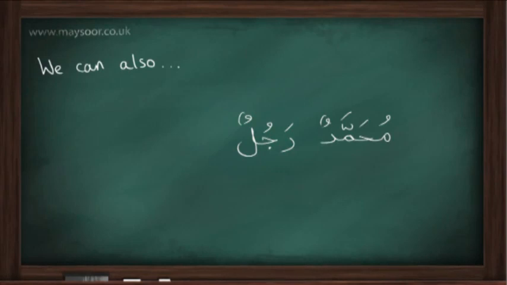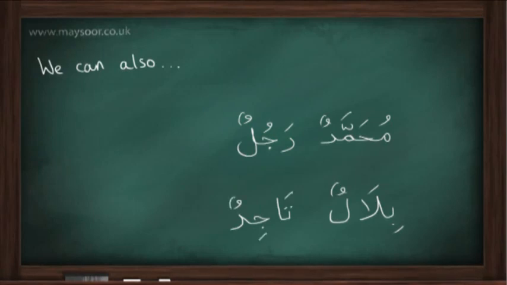We can also replace the mubtada, the subject, with a name. For example, Muhammadun Rajulun. Muhammad is a man. Similarly, we can say Bilalun Tajirun. Bilal is a merchant or Bilal is a businessman.